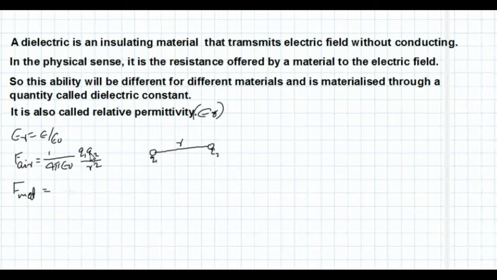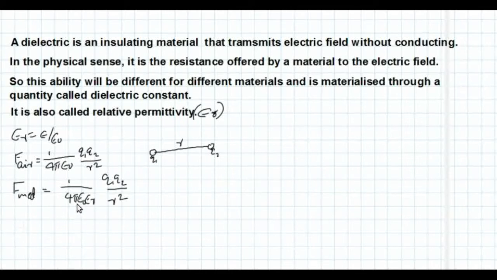Now if the same two charges are placed in a medium, so here the medium is air, the medium between the two charges is air in the first equation, and for F medium the two charges are placed not in air or in vacuum, but in some medium. Then what is the equation for the force? In that case, the force will be 1 by 4 pi epsilon 0 epsilon r into q1 q2 by r square.